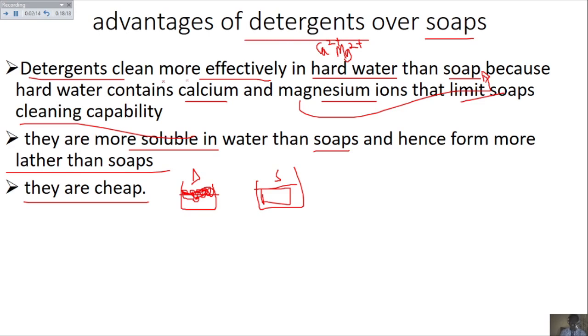These are the advantages of detergent over soap. One, they clean more effectively in hard water because of the presence of calcium and magnesium ions than soap, because soap doesn't have this, and that limits its cleaning ability. Then when you put detergent in water, it dissolves more easily than soap, and when it dissolves easily, it forms more lather, and it is the lather that removes the dirty particles in clothes. Then aside this, it is cheaper when you compare it with soap.